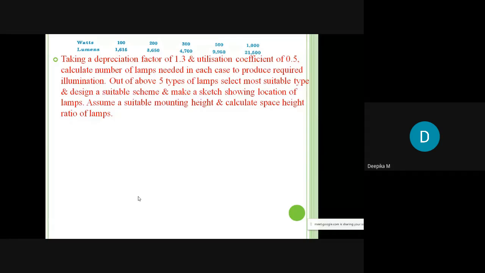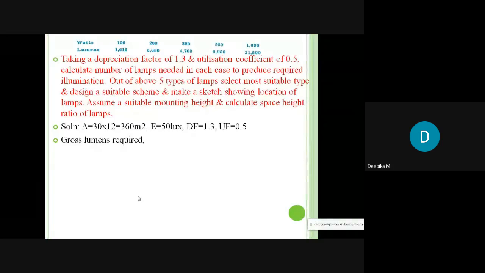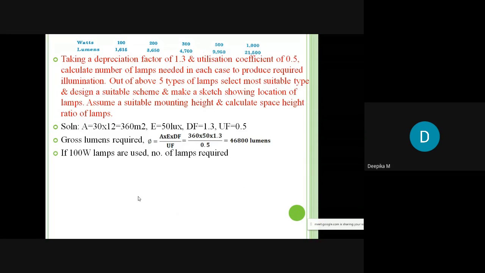You can see here, calculate the space to height ratio, and the mounting height ratio you can assume. The length is 30 meter and 12 meter is the width direction. And the illumination is given. Depreciation factor and utilization factor are also given. Again, gross lumens can be calculated as A into E into DF divided by UF, so that you'll get 46,800 lumens. Next, we will calculate one by one.